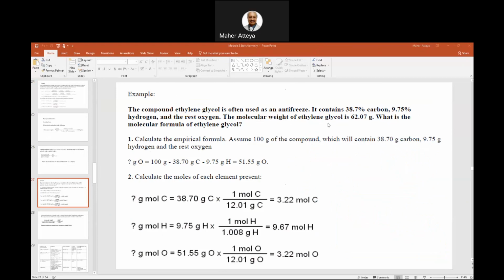The molecular weight of ethylene glycol is 16.07 grams. What's not the unit of the molar mass? Gram per what? Per mole. So there is dash mole. So this has to be 62.07 gram per mole. So gram per mole. So this is, let me take that out.